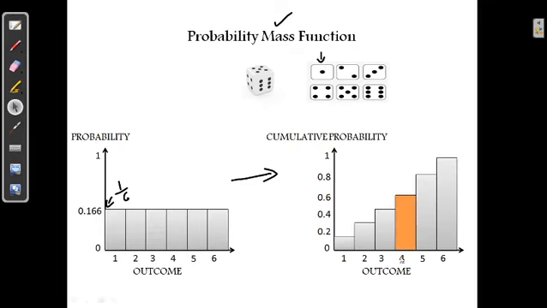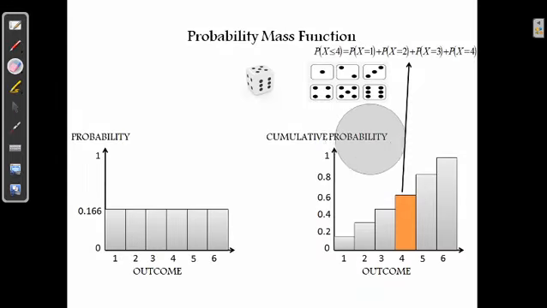Let us take this one. We have taken outcome 4. So what is the value here? It is 0.6. How did we get this 0.6? Let us look over here. So what does that indicate? Probability of getting 4, what does it mean? When you roll a dice, what is the probability of getting less than or equal to 4? This is what your cumulative probability tells you.